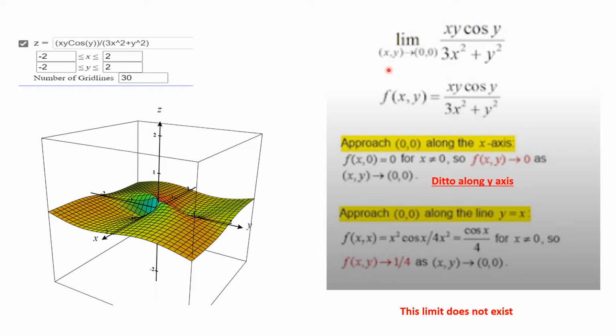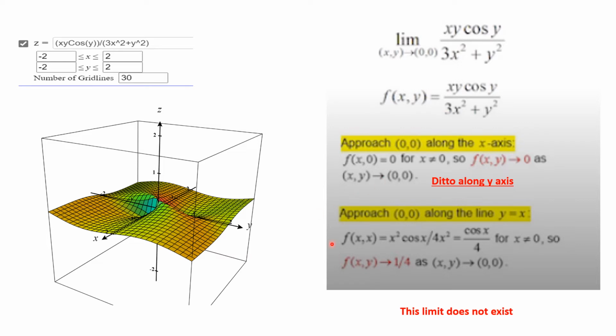Now this is more complicated and starts using the notation that we're going to be using as well. So this is z equals f of xy is equal to x times y times cosine of y divided by the whole of 3x squared plus y squared. And we want to say what's happening here. And in fact, the question that's being asked is, what is the limit as xy tends to 0, 0 of that function? And here's the function. It was f of xy is equal to that.